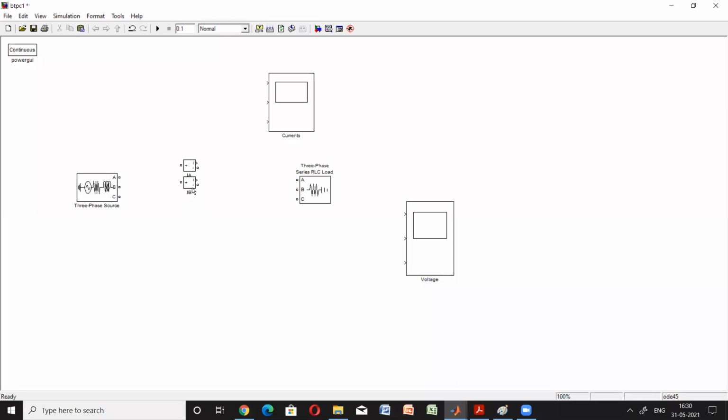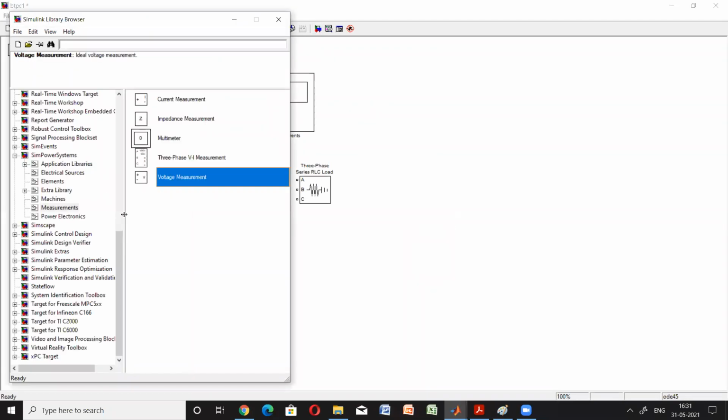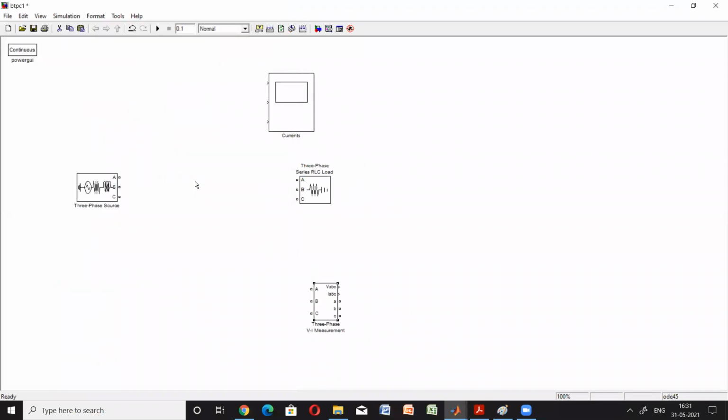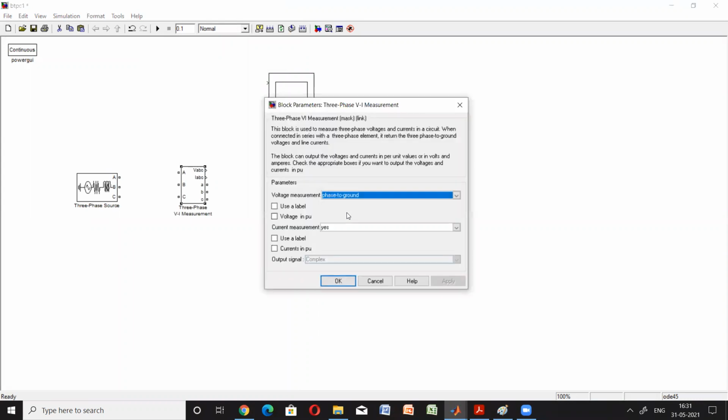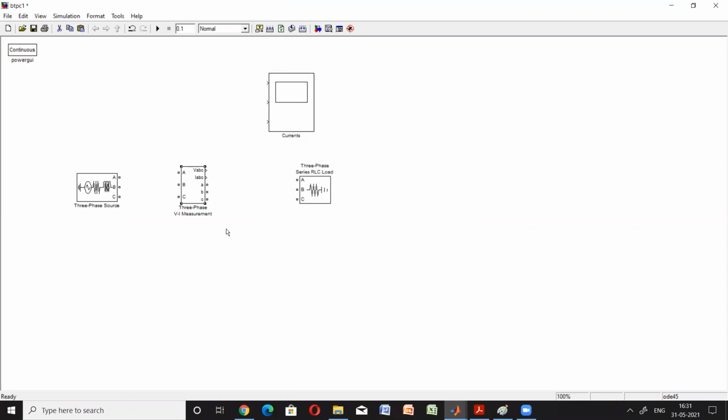For three-phase measurement, we have a specific voltmeter and ammeter associated with us. What is that? You click on the symbol link, you go to the measurement, and you see a three-phase VI measurement. You take this three-phase VI measurement. This three-phase VI measurement means here we are measuring the voltage and current of a three-phase circuit, because in this block we have 3 input terminals and 3 output terminals. In the 3 input terminals, we have to connect the source, and in the 3 output terminals, we have to connect the load.